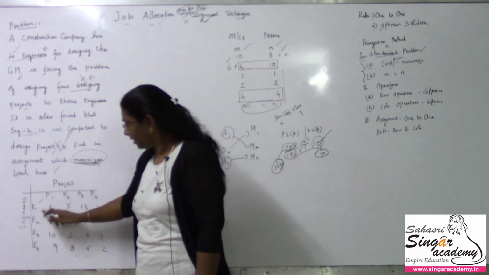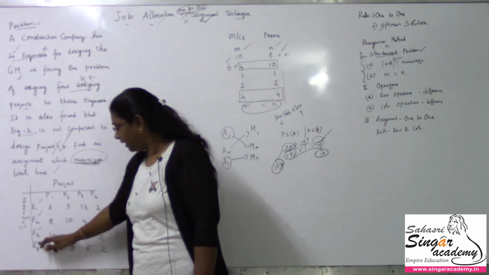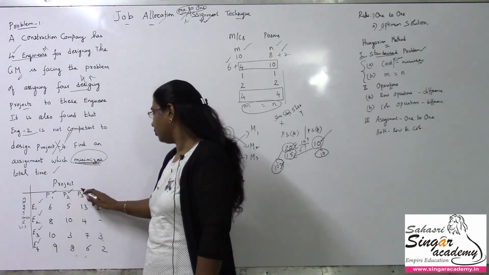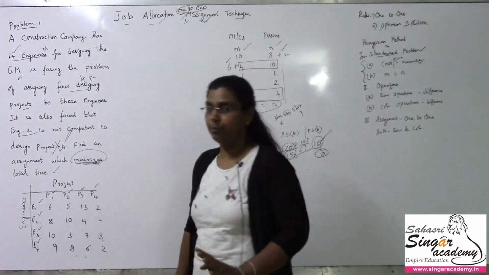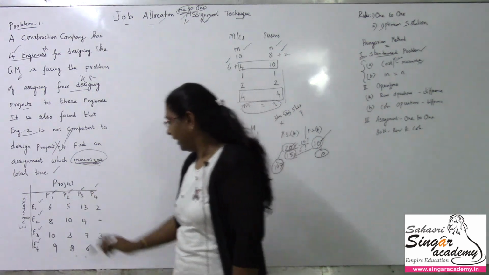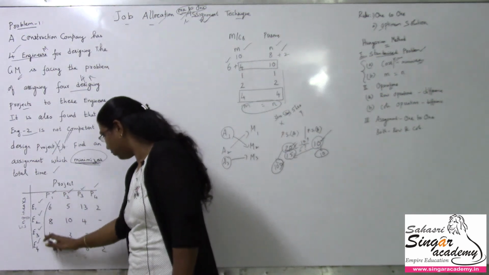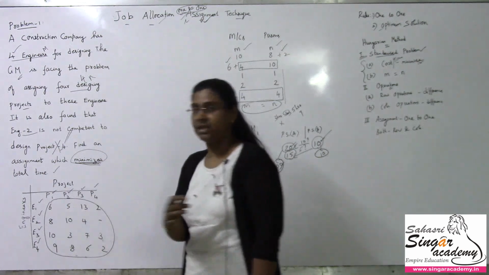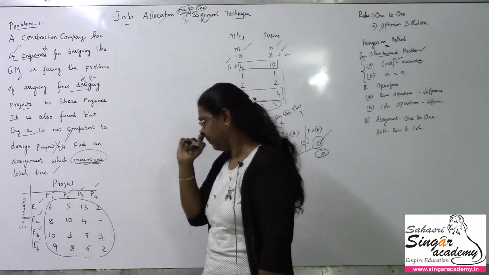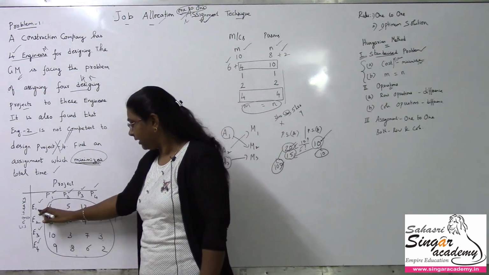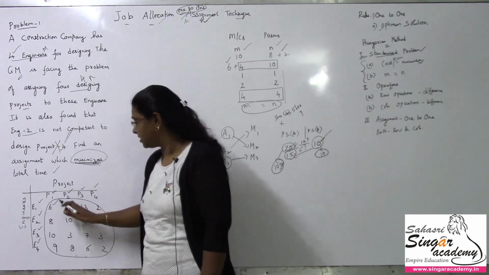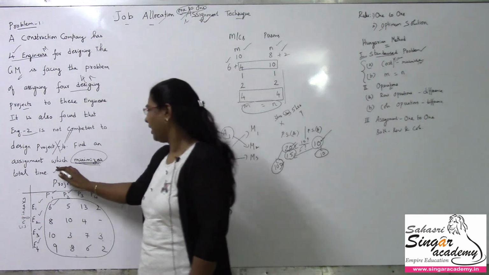Here E1, E2, E3 and E4 are the 4 engineers. Project 1, Project 2, Project 3 and Project 4 are the 4 projects. And the data which you have here is nothing but the time taken by each engineer with respect to the projects. Like engineer 1, if project 1 is given to this first engineer, he will do it in 6 hours. Let me have it in hours.